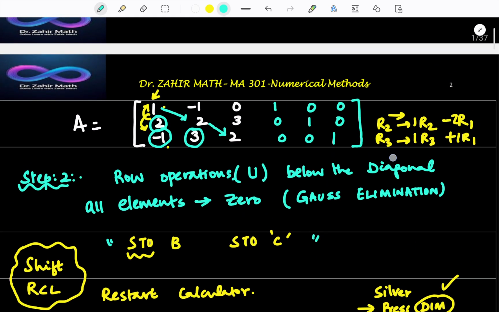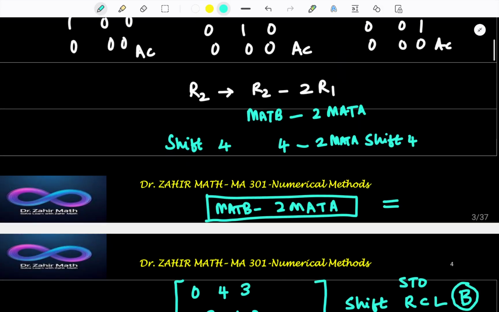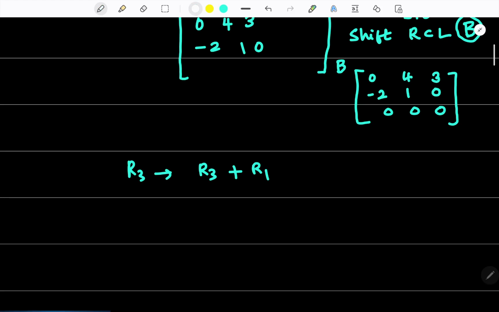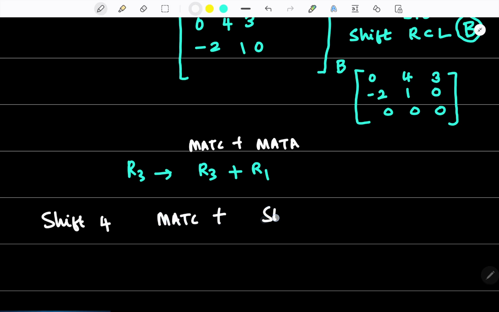What is the next step? R3 becomes what? R3 becomes R3 plus R1. So R3 plus R1 is what? This is mat C, and then this plus 1 is what? This is mat A, right? Come on, all of you press Shift 4, and then press mat C. Again put plus, then again press Shift 4, and then press mat A.